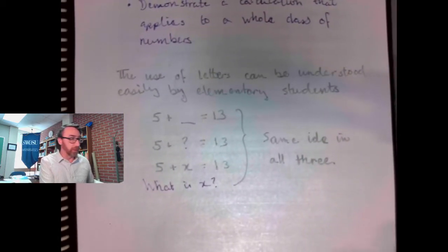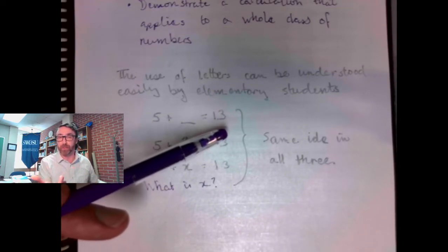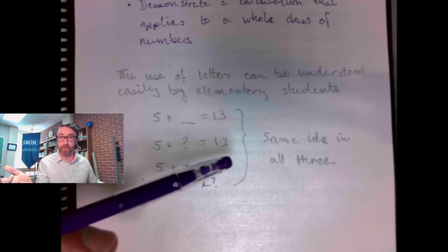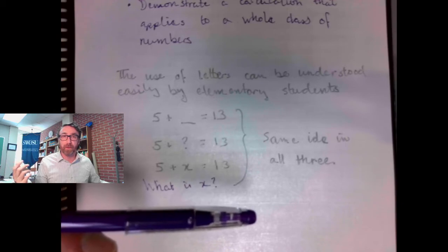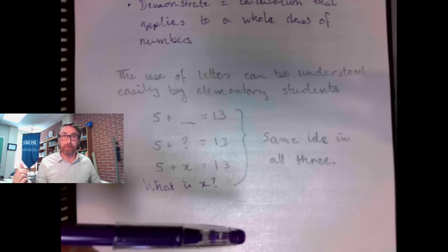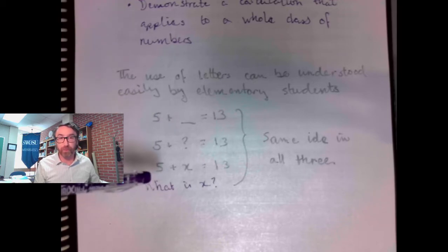But is there really any difference between these 3 expressions? 5 plus blank equals 13. 5 plus question mark equals 13. 5 plus x equals 13. They all convey the same idea. So if an elementary student can understand this, they can also understand this.